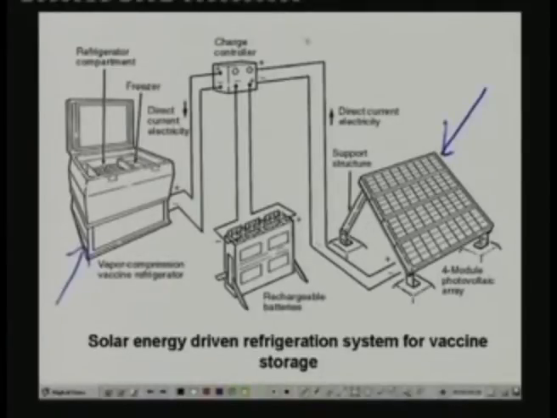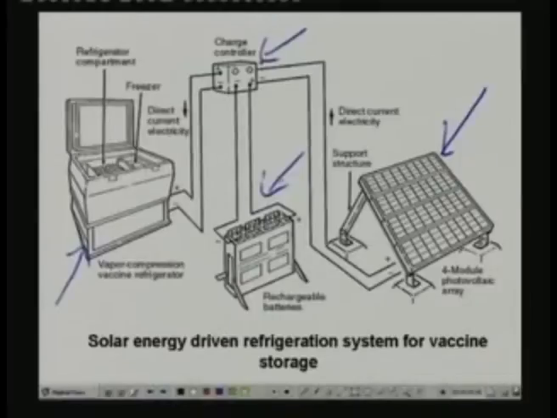So to take care of the variations in solar radiations, we have here a charge controller and also a storage battery. That means a typical photovoltaic driven refrigerant system requires a photovoltaic array, a charge controller, and a rechargeable battery, plus a refrigeration system. In this particular picture, a vapor compression refrigerant system is used.